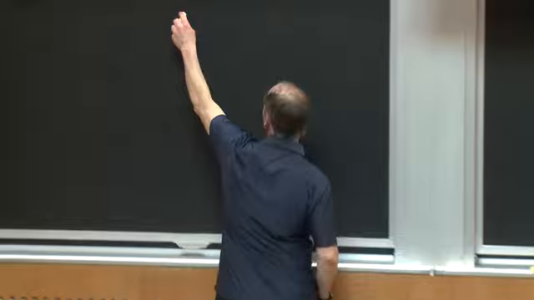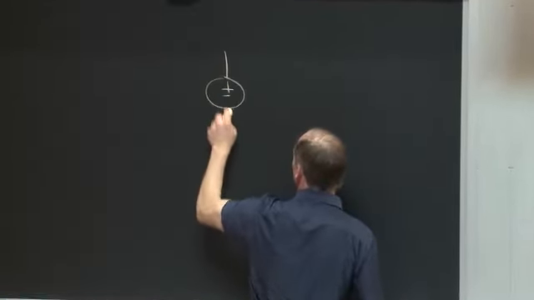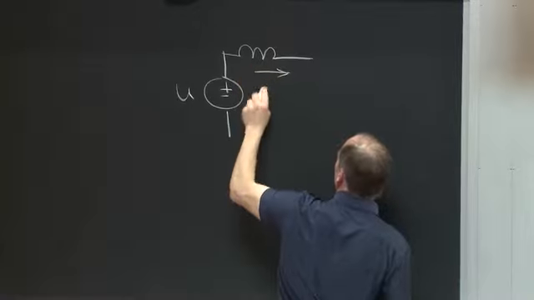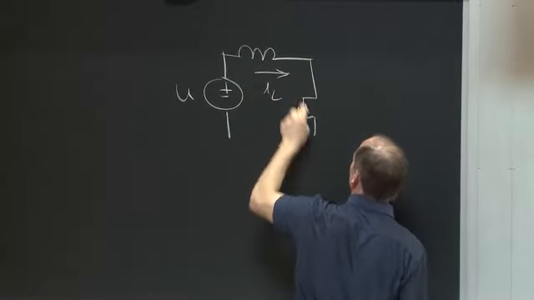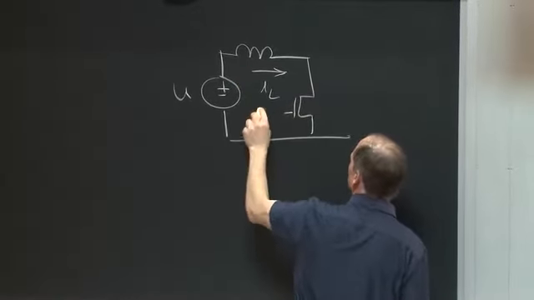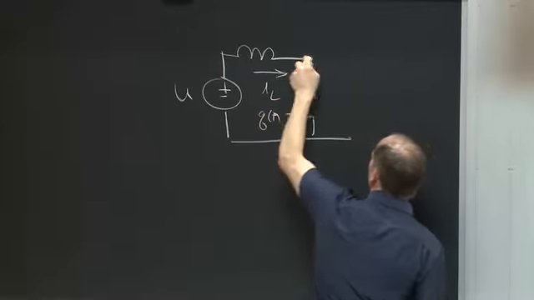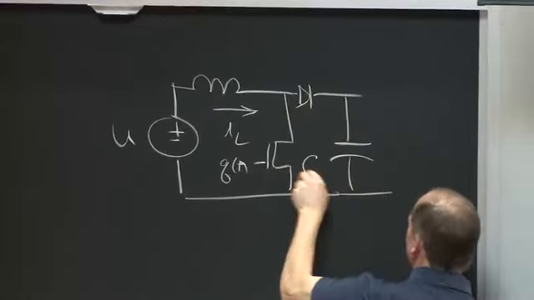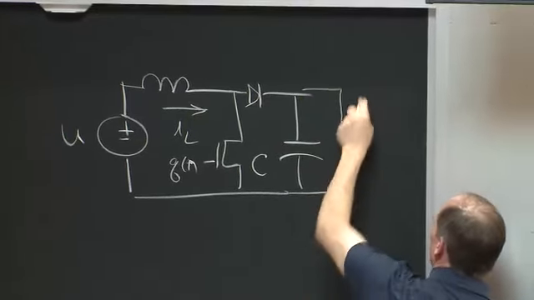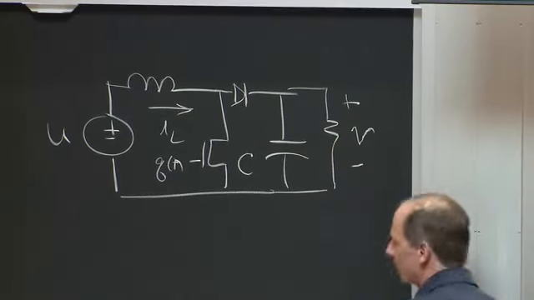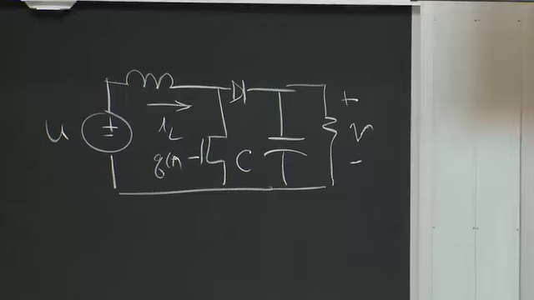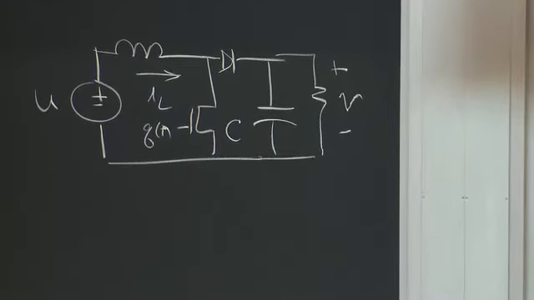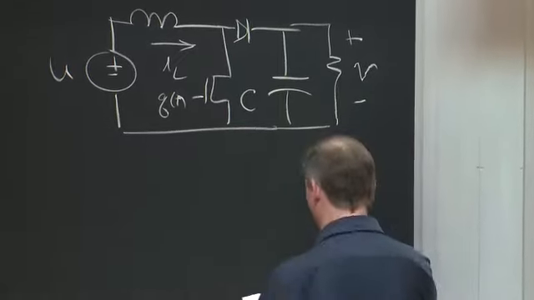So let's think about our boost converter, where I have some input voltage U, an inductor, a switch modulating with Q of T, a diode, an output capacitor C, and a resistive load with the output voltage on it. Okay? And the parameters I chose for this are very, very simple, not aggressive, right?